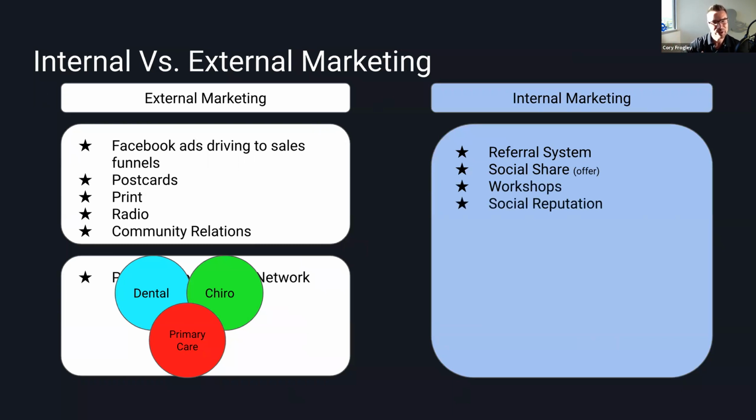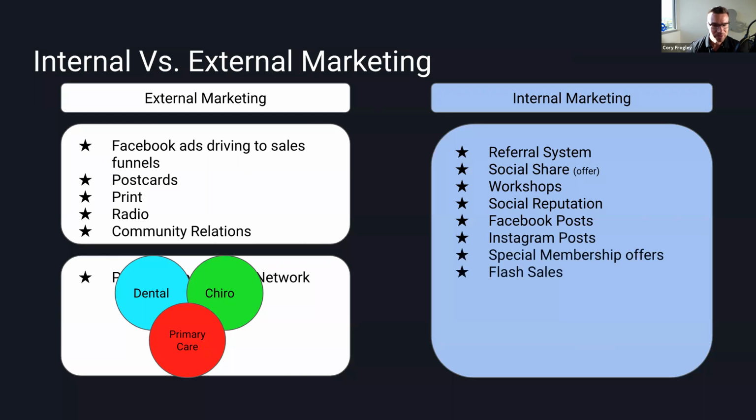We have some of it built into Blue ID, right? But we're building a complete, fully automated one within Blue IQ. That will be called Blue Reviews, to do your Facebook and social reviews on Google. Of course, posting on Facebook, driving engagement, getting your audience engaging, Instagram posts, special membership offers, flash sales.